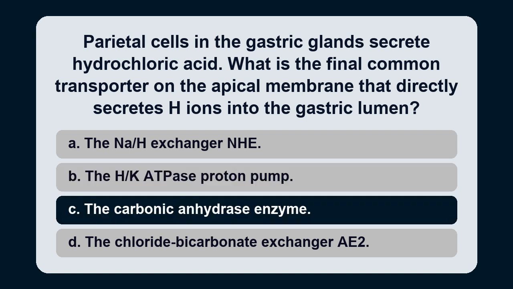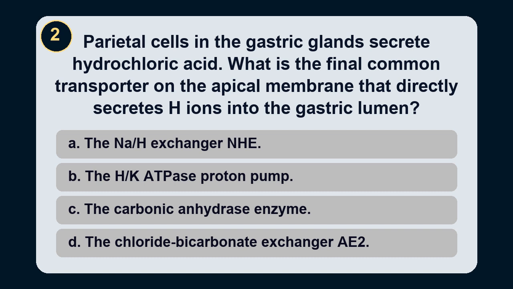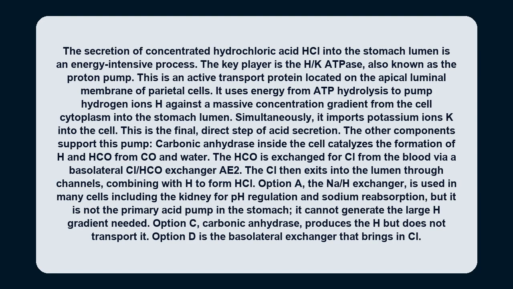Option C. The carbonic anhydrase enzyme. Option D. The chloride-bicarbonate exchanger, AE2. The answer is B. The secretion of concentrated hydrochloric acid, HCl, into the stomach lumen is an energy-intensive process. The key player is the H+/K+ ATPase, also known as the proton pump.